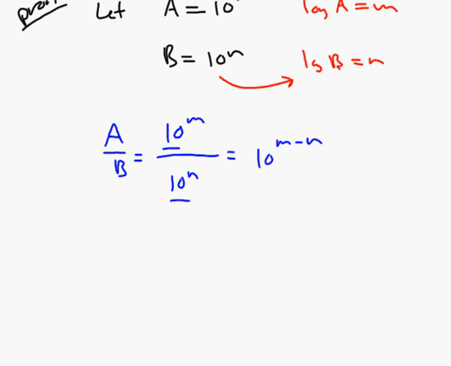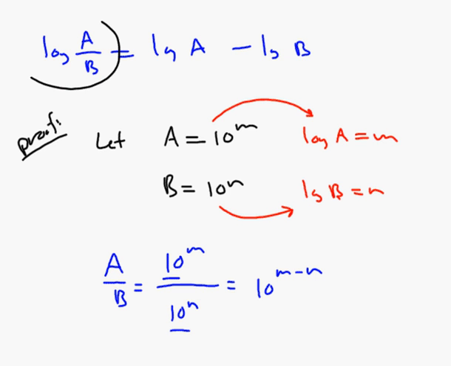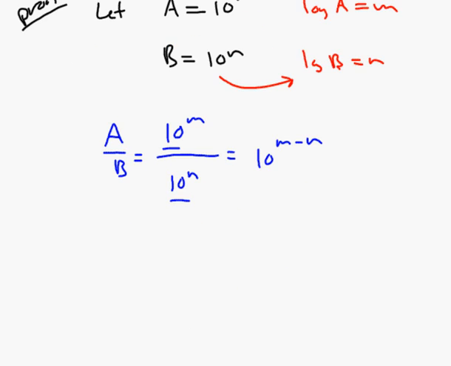Okay. So you might be thinking, all right, well, what do I do next? Remember what your goal is. Your goal is to get this expression, the log of A divided by B. So I'm going to take the log of the left side of the equation, the log of A over B equals, and then for the right side of the equation, I get the log of 10 to the m minus n.